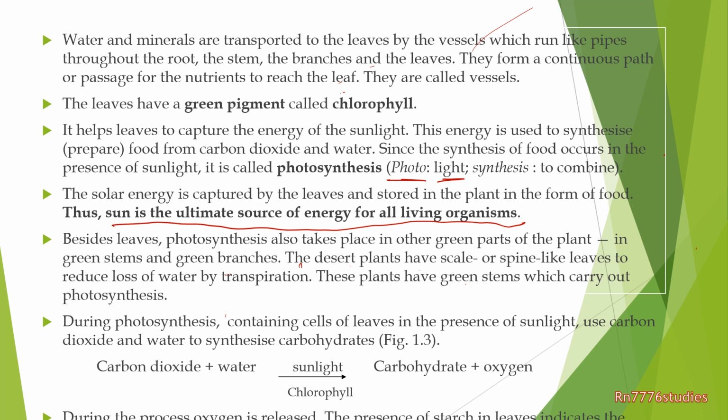Why? Because desert plants have scale or spine-like leaves to reduce loss of water by transpiration. These plants have green stems which carry out photosynthesis. So what is transpiration? The desert plants have scale or spine-like leaves to reduce loss of water by transpiration. For example, you can take cactus, aloe vera.